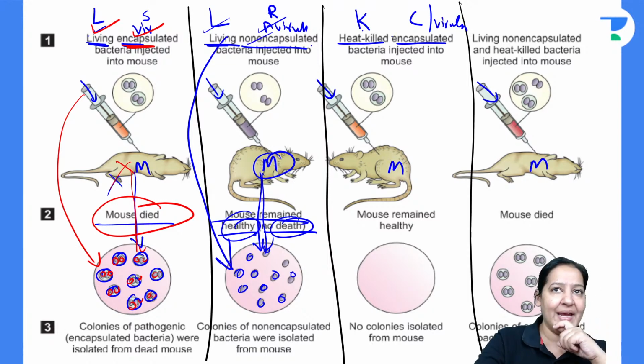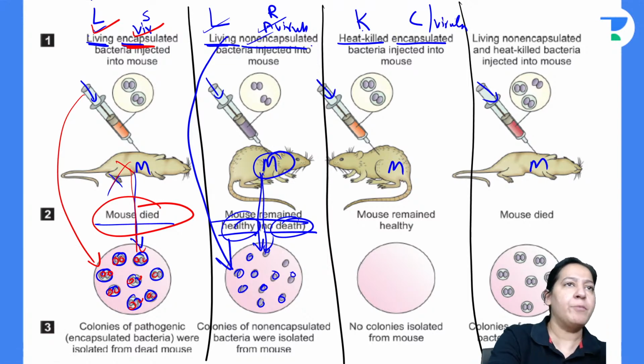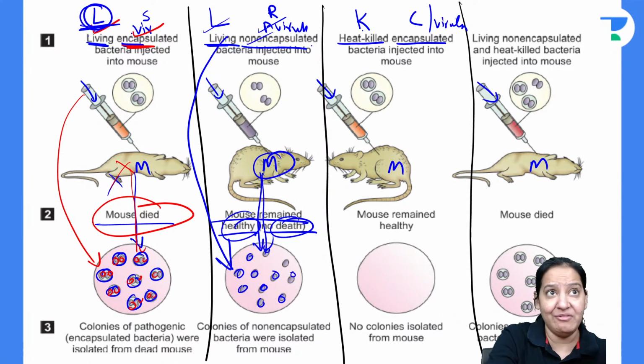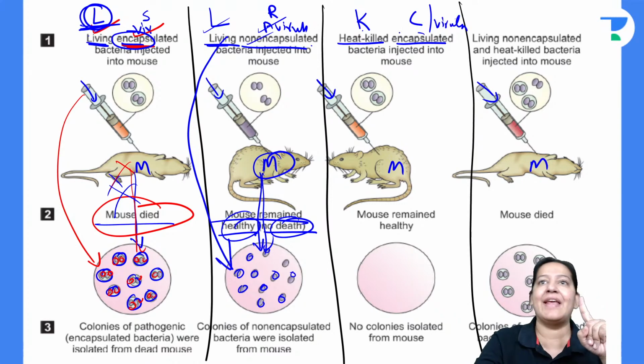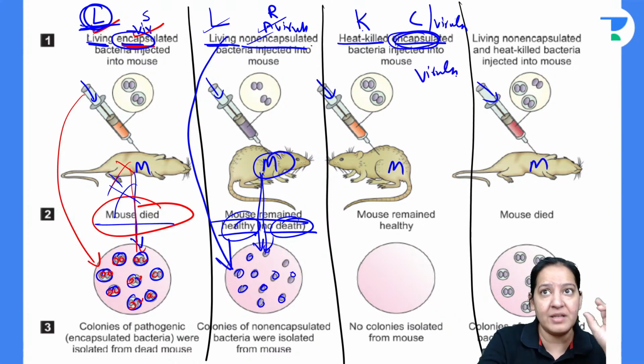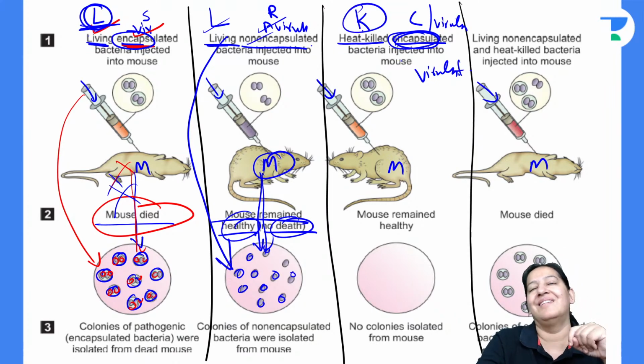Will the mouse die in this situation? If we were putting live capsulated, the mouse was dying. In the first situation, we were putting live. They were alive and capsulated, so they were very dangerous. The mouse was dead. But in the third situation, we are putting capsulated again. The capsulated ones are virulent. I know they are virulent, but this time they are not live. They are killed.